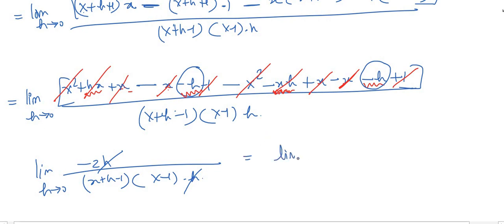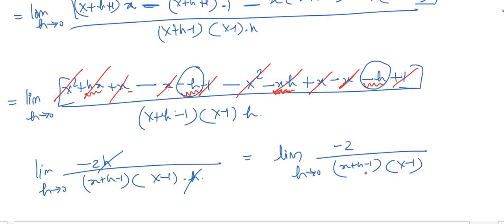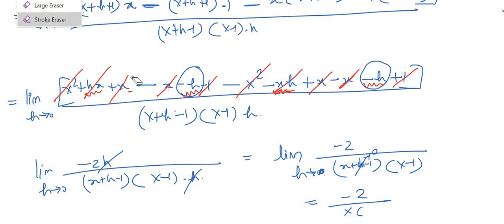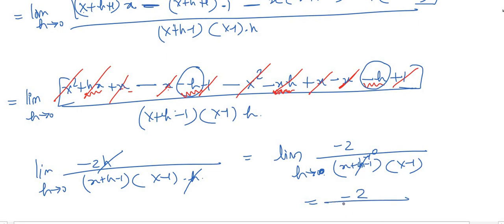So I am getting limit h tending to 0 minus 2 by x plus h minus 1, x minus 1. In this I can put h is equal to 0. Correct? This h I can put here. This is 0. So the answer is minus 2 by x into, I am sorry, x minus 1 into, see here what I got is 0. So it is x minus 1 into x minus 1. This is my answer.